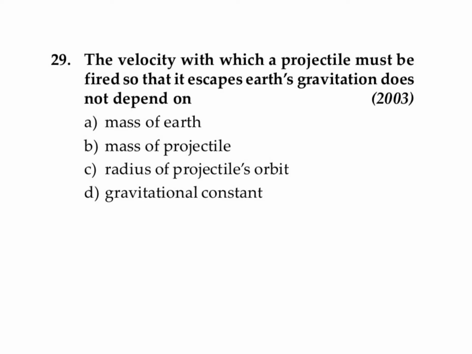The velocity with which a projectile must be fired so that it escapes Earth's gravitation does not depend on... So we know that the value of escape velocity is under root of 2GM divided by R. In the first option, it is given the mass of Earth. It definitely depends upon the mass of Earth, and the mass of the projectile, it does not depend upon the mass of the projectile. That is correct.